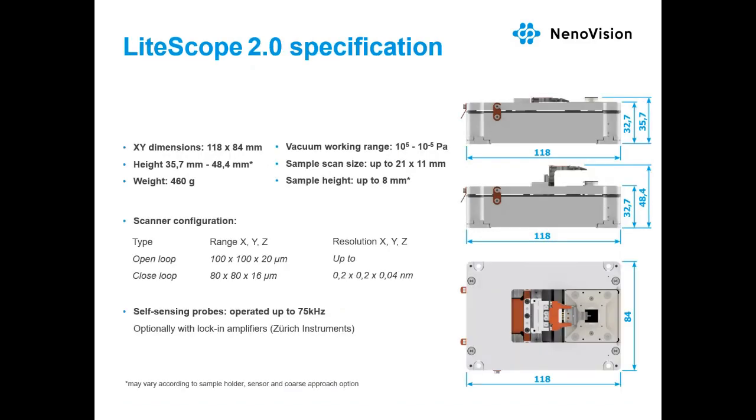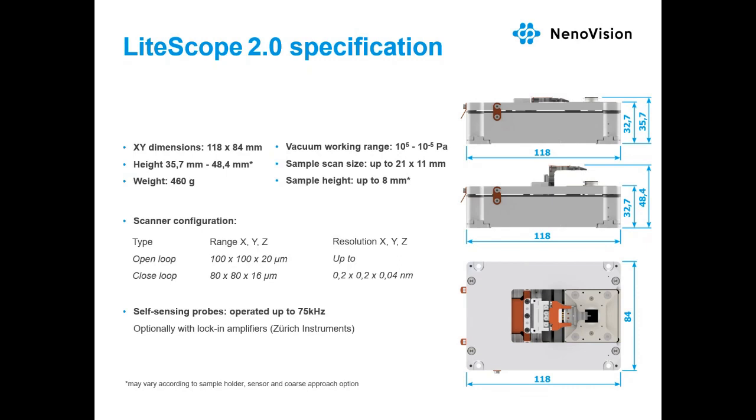About some specifications, as I mentioned, we reduced the size. Currently it's 120 millimeters by 85 millimeters. Height is about 45 millimeters, depending on the sample height. It can operate in ambient conditions or in vacuum. We claim up to 10 to the minus 5 pascals. The weight is 460 grams, and that's important because it's less than half a kilogram, which is usually the limit for operation of the stage in a tilted position.